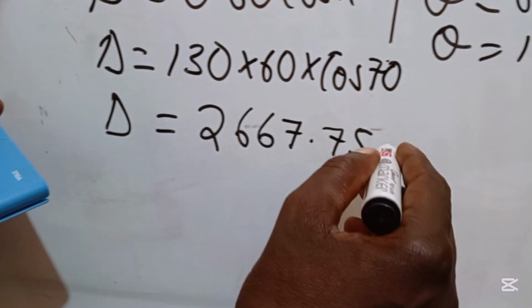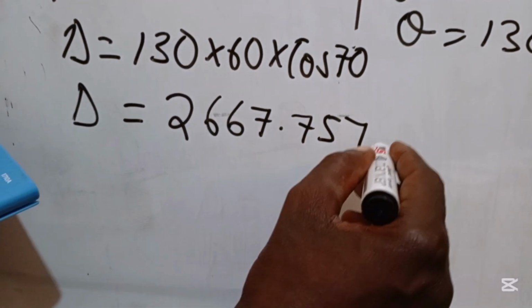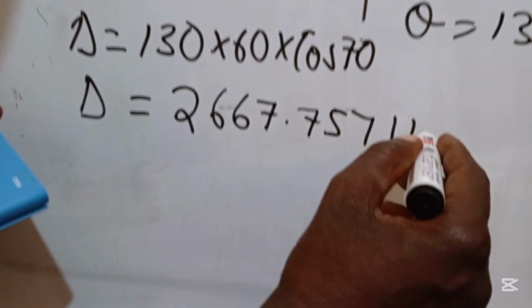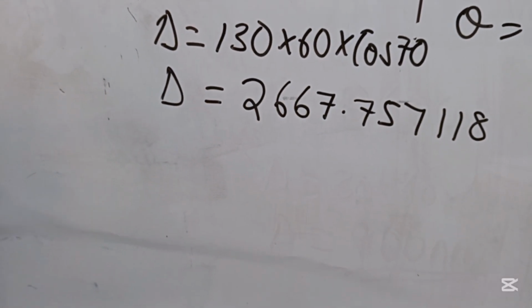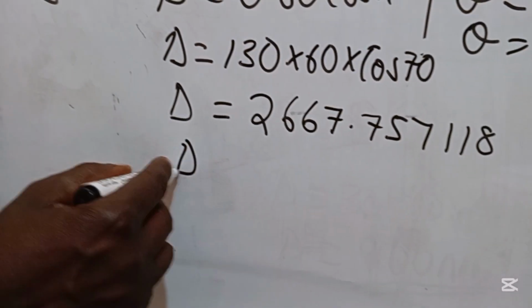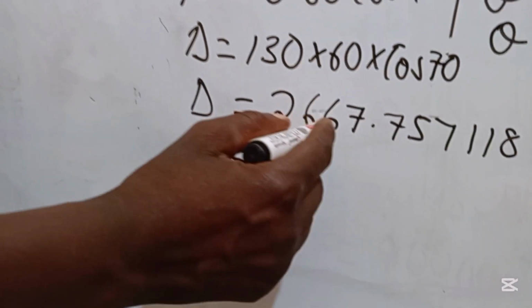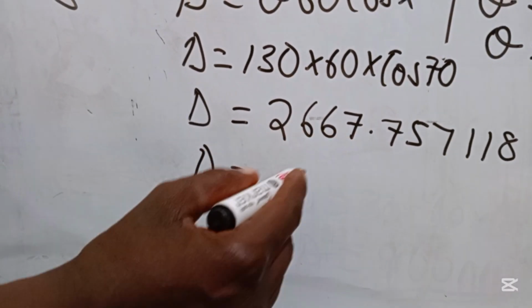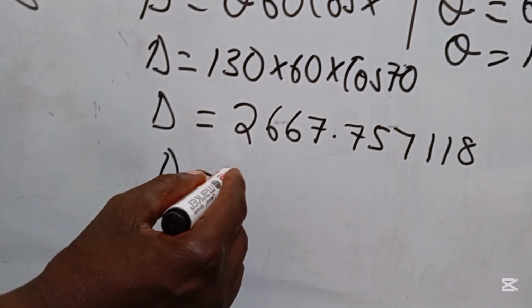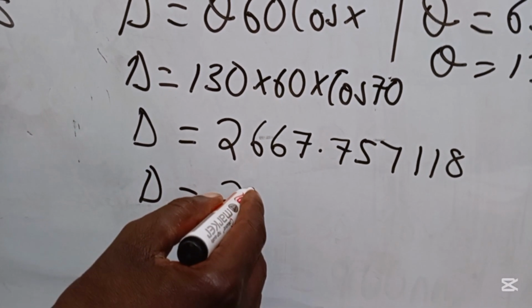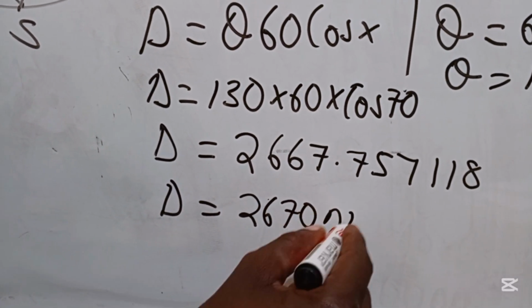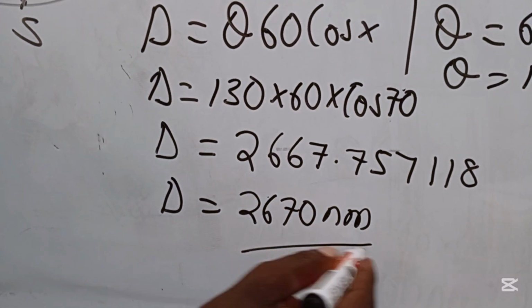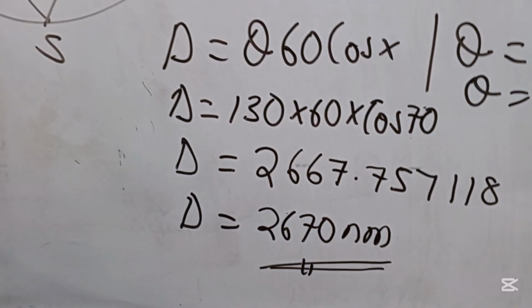2666.775. Please write this figure. Write the whole figure you see on the calculator. Mind you, these are nautical miles to 3 significant figures. 1, 2, 3. The neighbor to this one is 7. So it means it will be 2670 nautical miles. It means I've answered this question.